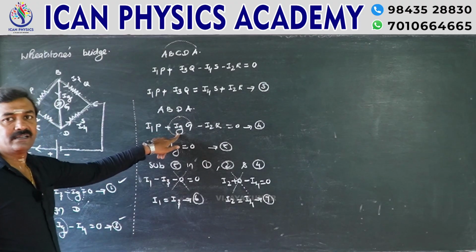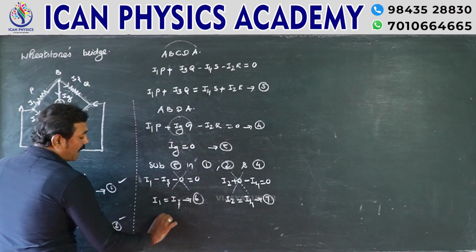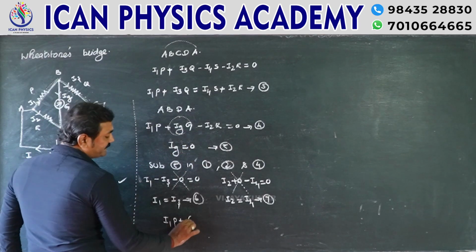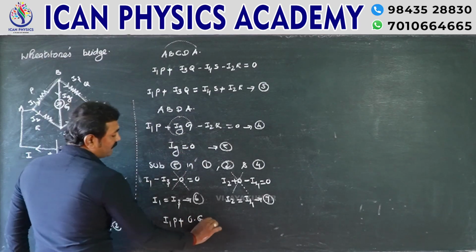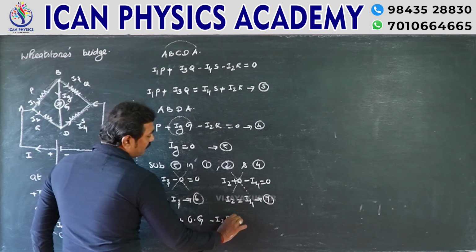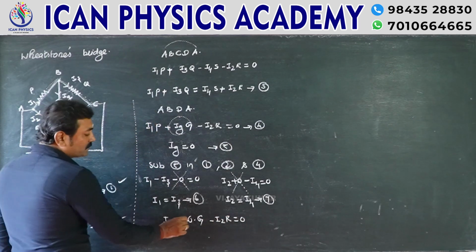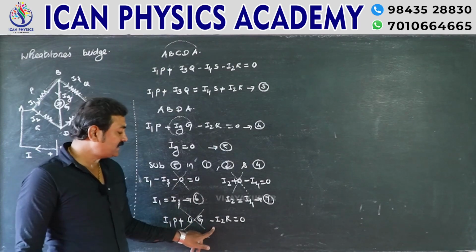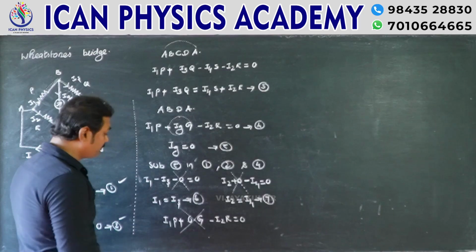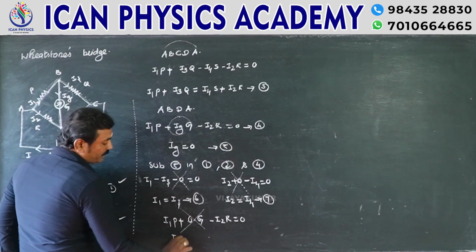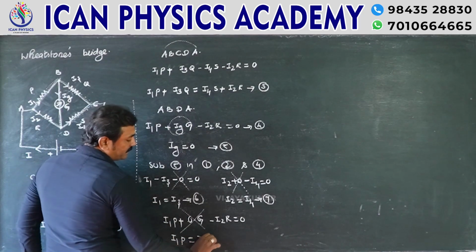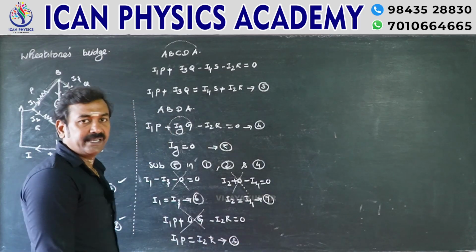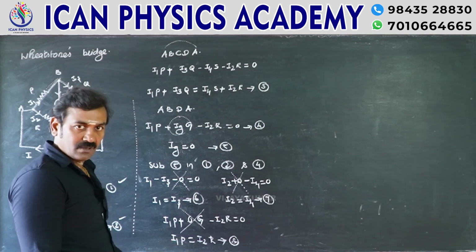Now we can go for the fourth equation. So I1P plus Ig into G. What is the value of Ig? 0. So 0 into G minus I2R equal to 0. So 0 into G is 0, which has no meaning. The minus I2R goes to the right side as plus I2R, so I1P equal to I2R. Now it's taken as equation number 8. Okay, do you get it now? Do you have any doubts? No doubts.